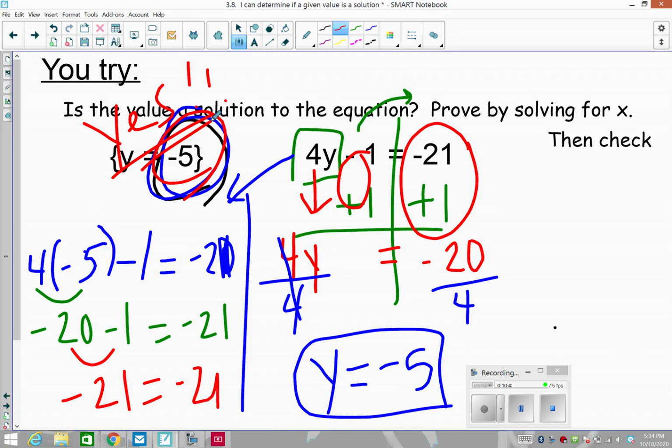That is the value for y. I guess I said solve for x, but I meant to say y. So just simply plug it back in, make sure that the left side equals the right side. But the other skill I was asking for you to work on today was isolating that variable. Make sure you get the variable alone to solve. That is your learning target: I can determine if a given value is a solution. It is a review learning target from Unit 2.